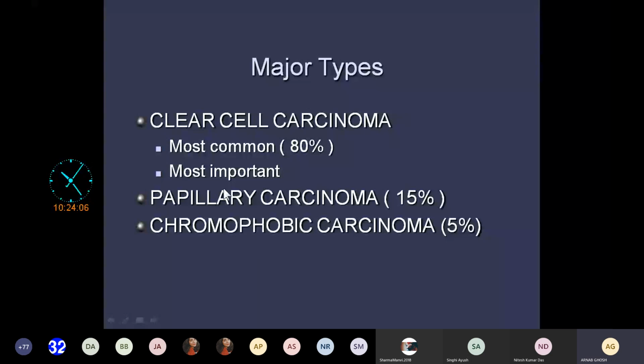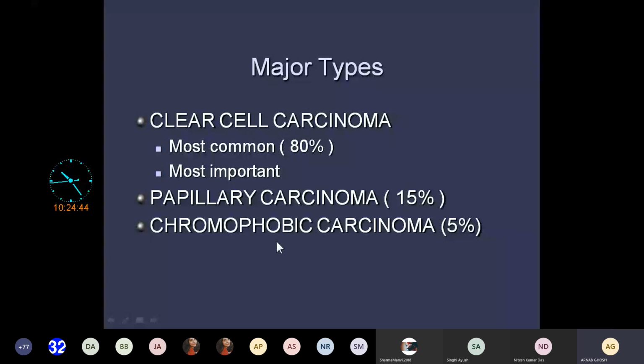That's why it is known as chromophobic or chromophobe carcinoma. In papillary carcinoma, as the name suggests, there will be papillae formation. So the malignant cells will form papillae. And in clear cell, the cells will be clear in appearance. So I'm just repeating once again, clear cell is the most common type, 80%, most important also. The second one is 15% of RCC, that is papillary carcinoma, and the last one comprises only 5%, and that is chromophobe or chromophobic carcinoma.